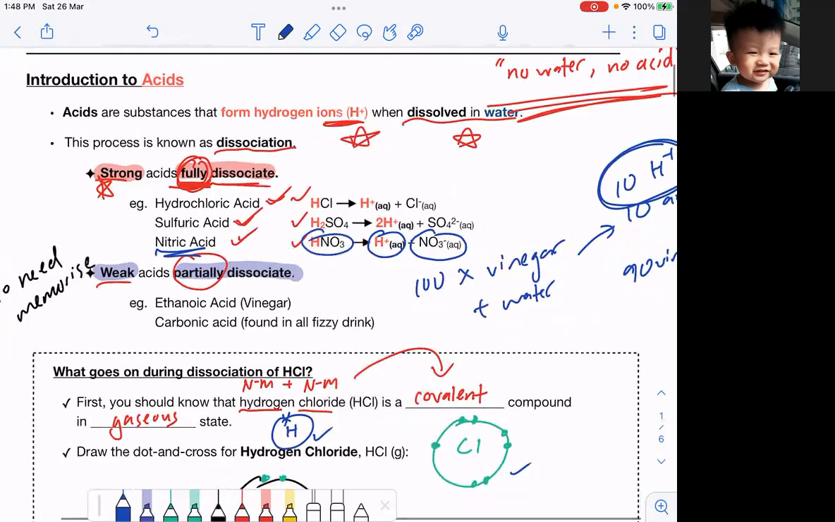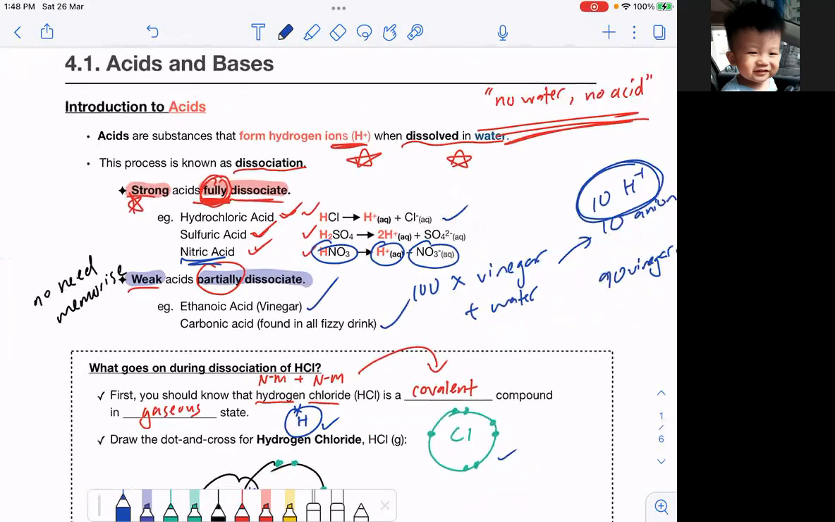And the weaker it is, the easier it is. So that's why vinegar can be drunk, Coca-Cola can be drunk, right? They don't kill you. You drink HCl, you might just die, right? I don't think you'll die, but you'll be in trouble.